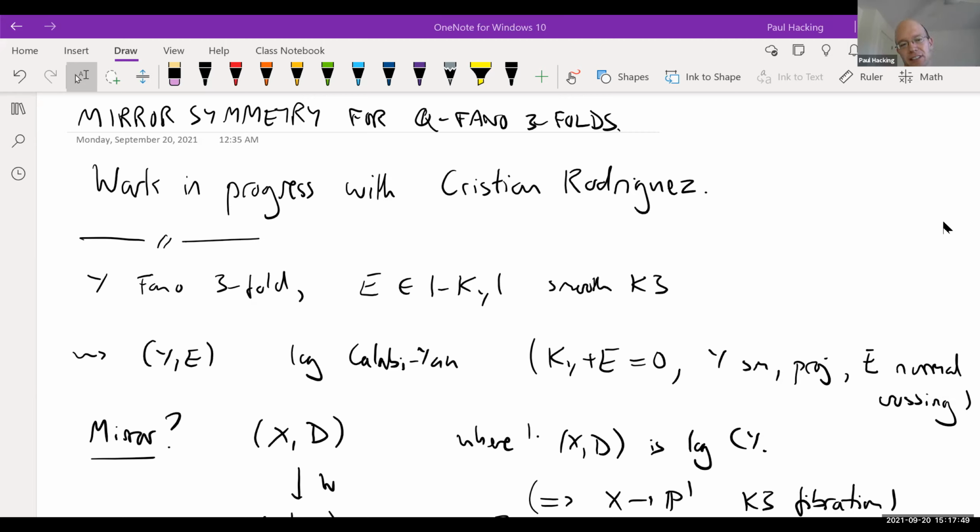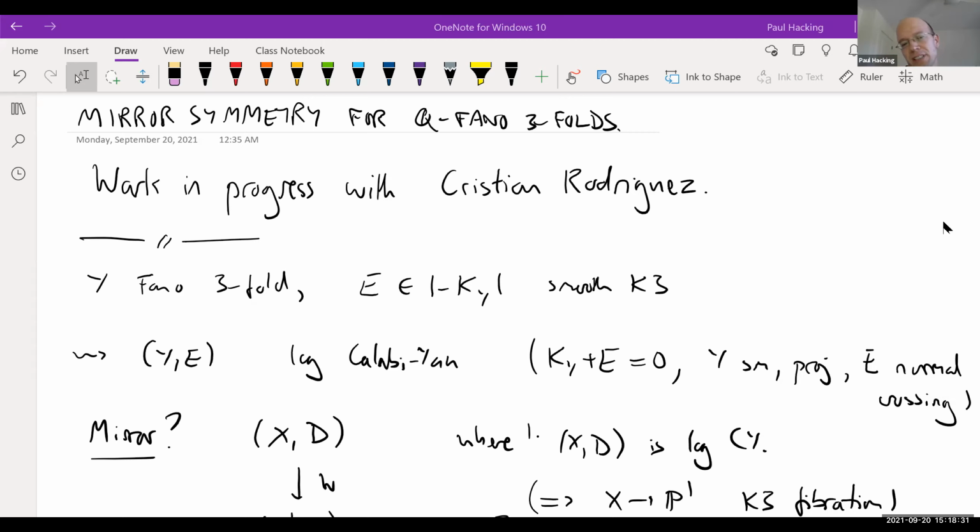So Y will be a Fano threefold to begin with. So a smooth projective variety such that the anti-canonical divisor is ample. If I take a general section of the anti-canonical linear system, that will be a smooth K3 surface. And then the pair consisting of the Fano variety together with the divisor is an example of what we call a log Calabi-Yau variety. So that means that K_Y plus the divisor is equal to 0, Y is smooth projective, and D is, in general, a normal crossing divisor. Here, it's actually a smooth divisor.